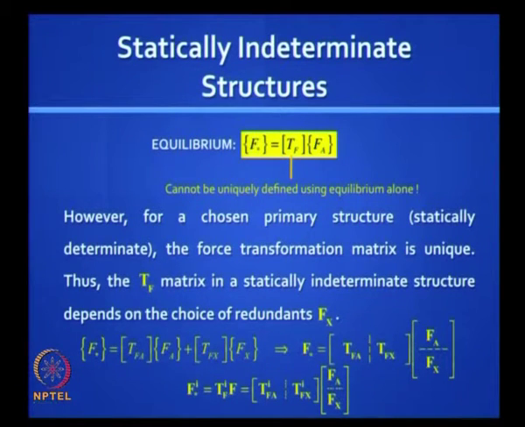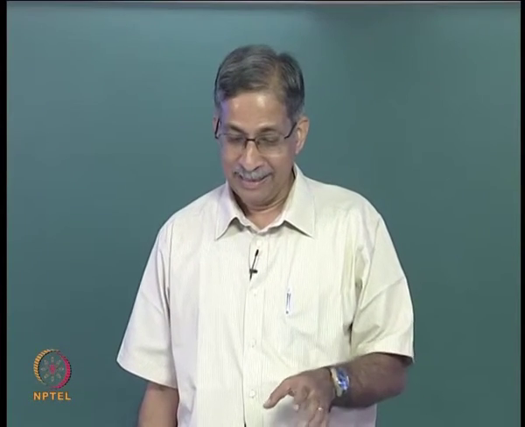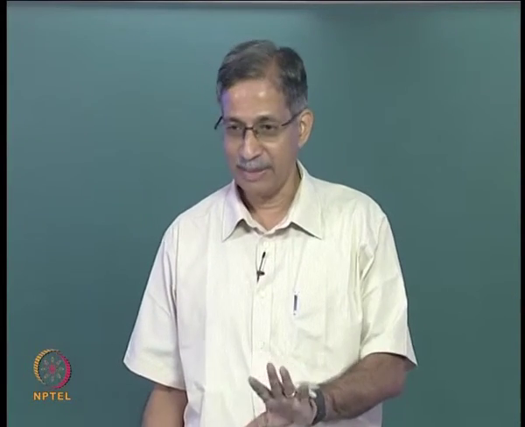This kind of form is useful, as you will see later in beams and frames, when you have multiple degrees of freedom at the element level. The unassembled element flexibility matrix is exactly what we did earlier, but for the primary structure which you have chosen. The primary structure can be different for different choices. In this problem it may not make a difference, but in general your primary structure can be different.